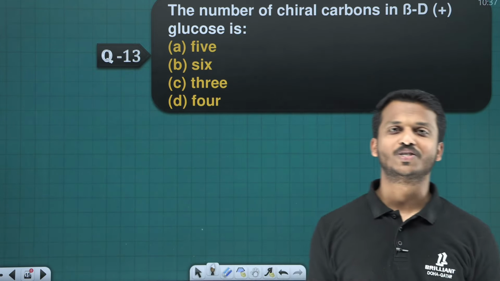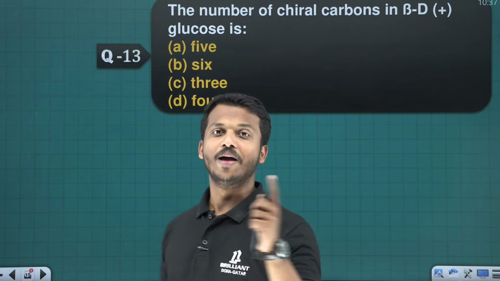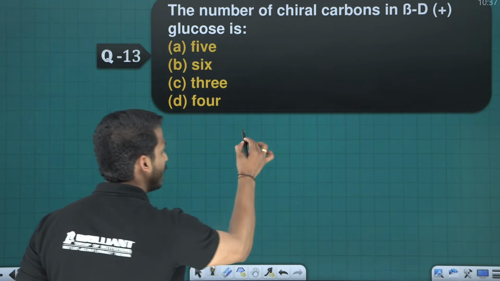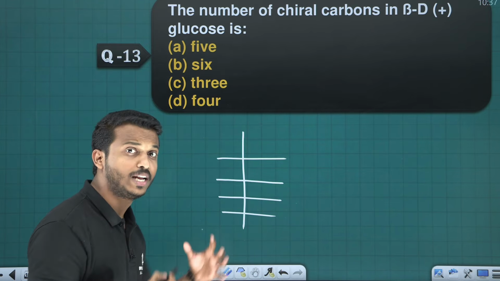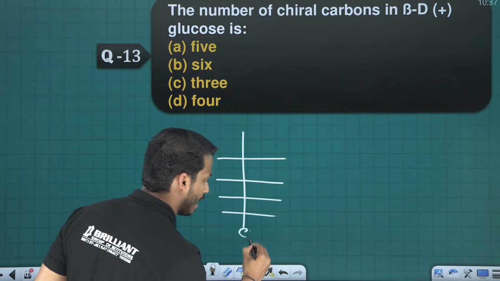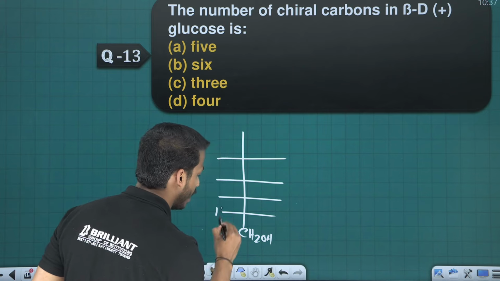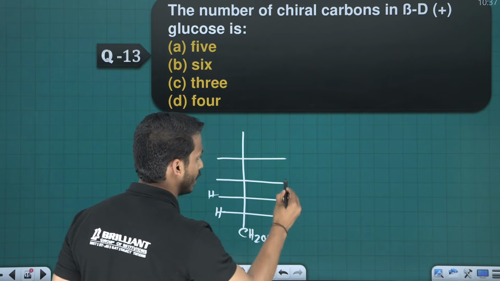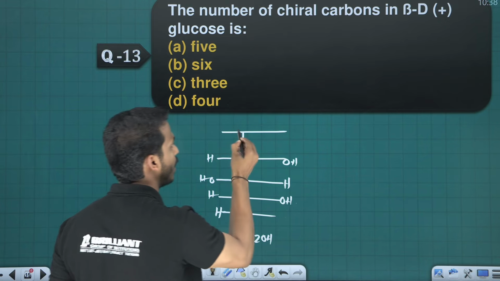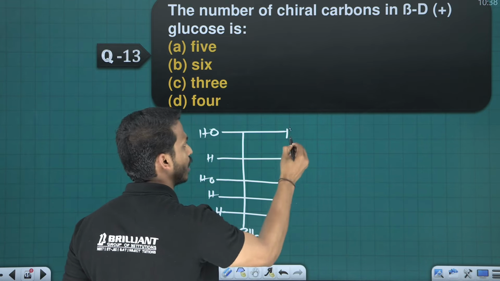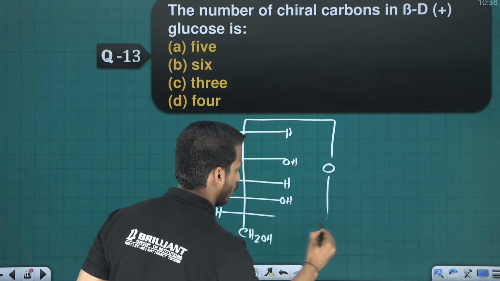Next one, the number of chiral carbons in beta D plus glucose is, hope you remember, the anomers of glucose, alpha D glucose and beta D glucose. Ready? So, beta D glucose structure, my dear, do you remember the structure of beta D glucose, the ring structure? We will be having CH2OH, H is there, OH, H is there, HOH is there, OH, H is there. You know the first carbon, if OH left and H right, then it is called beta form. Yes or no?